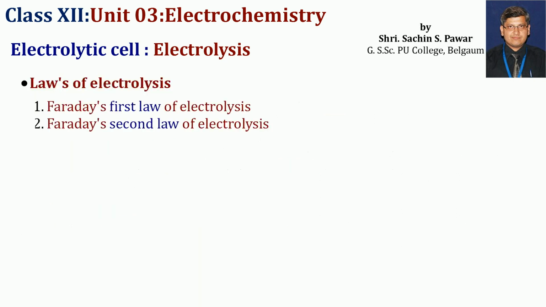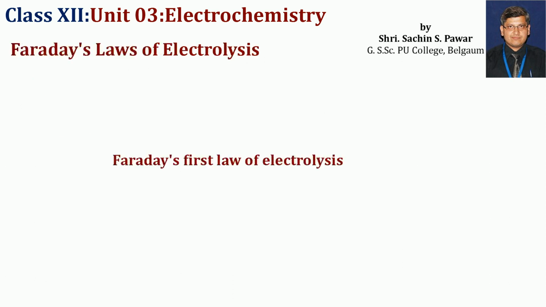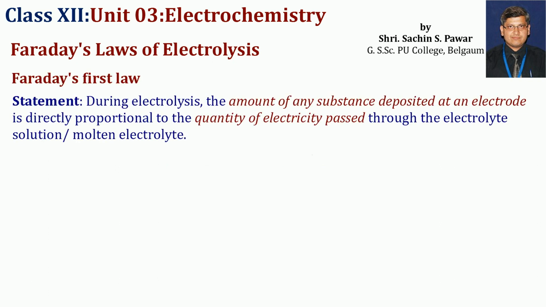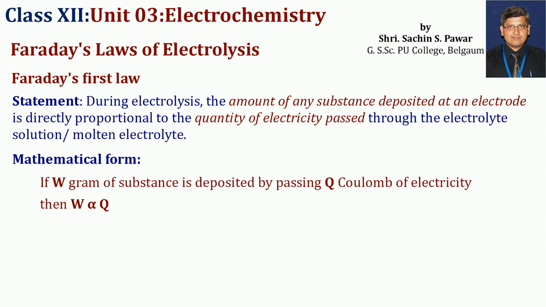Electrolysis is governed by two laws given by Faraday, that is Faraday's first law of electrolysis and Faraday's second law of electrolysis. Faraday's first law statement: during electrolysis, the amount of any substance deposited at an electrode is directly proportional to the quantity of electricity passed through the electrolyte solution or through molten electrolyte. Thus, if W grams of substance is deposited by passing Q coulombs of electricity, then according to the statement, W is directly proportional to Q.